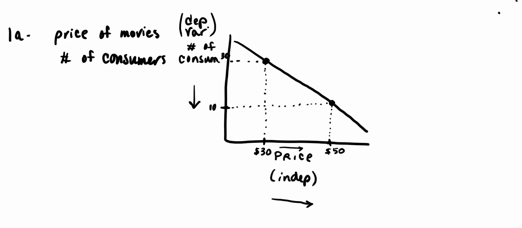So let's now do B. Okay. In part B, it tells us that more experienced workers typically have higher incomes than less experienced workers. So as I see it here, this is 1B, we have the level of experience of workers.